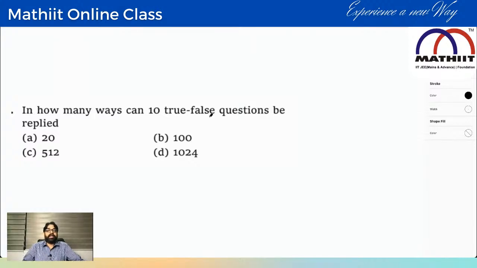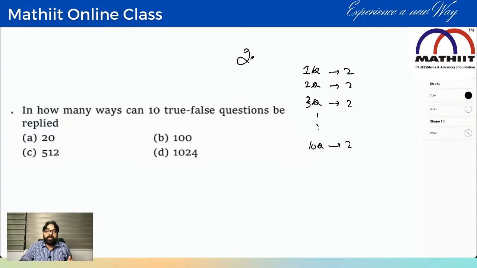In how many ways can 10 true-false questions be replied? Okay, first job is to reply to the question. The first question can be replied in two ways, and the second question two ways, and the third question two ways. Each question two ways. The 10th question also two ways. So 2 into 2 into 2, 2 power 10. And 2 power 10, I guess, is 1024.